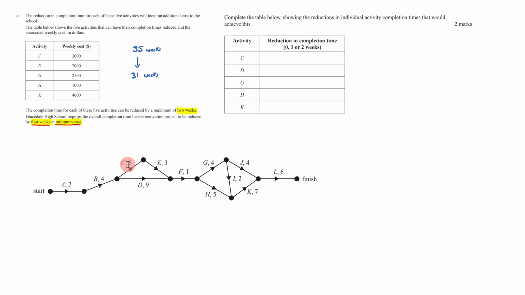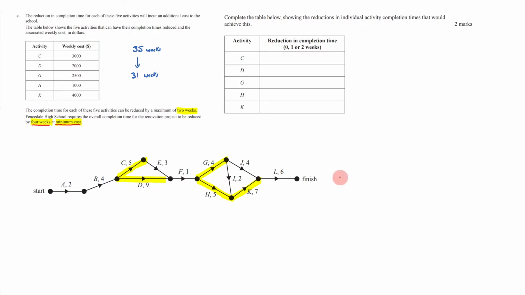Remember, what we want to do is turn a 35-week minimum completion time into a 31-week minimum completion time. And we want to do this with a minimum cost possible, so as cheaply as possible. The activities that we can reduce are C, D, G, H, and K. Those are the ones that we can reduce. Now, the way I'm going to do it is unfortunately with a bit of trial and error.